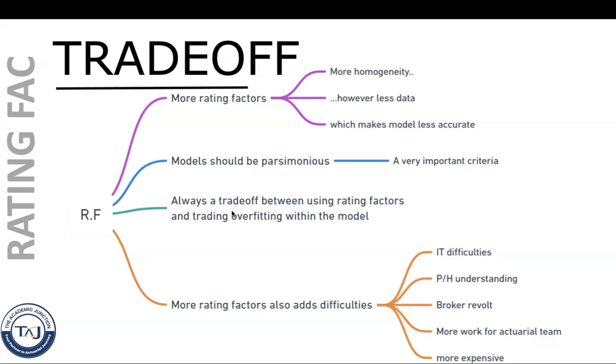So the most important criteria when you're doing any modeling exercise, not just pricing models, not just reserving models, this is general life models, right? If you ever get into data science, this is like a major point of contention in the world of data science, in the world of machine learning, which is models should be parsimonious. And what does parsimony mean? What does parsimonious model mean?